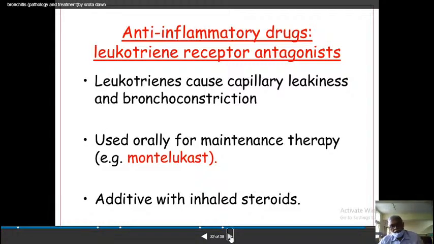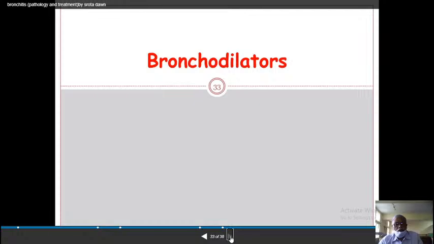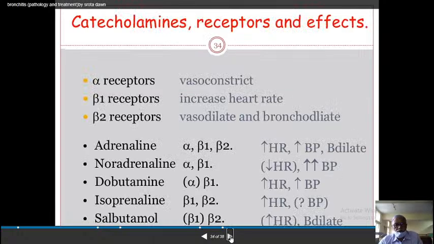Montelukast is added with inhaled steroids, and then bronchodilators can be tried, like alpha receptors. Alpha receptors will vasoconstrict. Then the receptors and their effects: the beta-1 receptors increase heart rate. Beta-2 receptors produce vasodilatation and bronchodilation. Beta-2 receptor agonists.